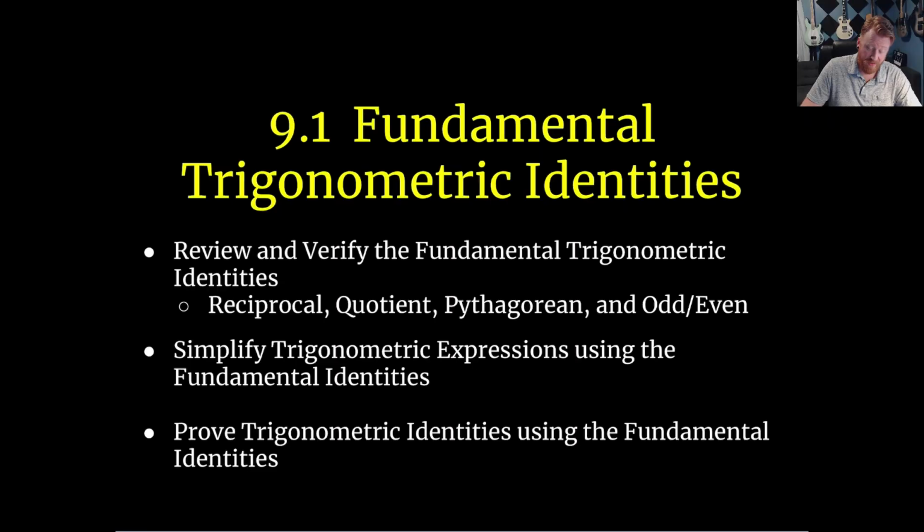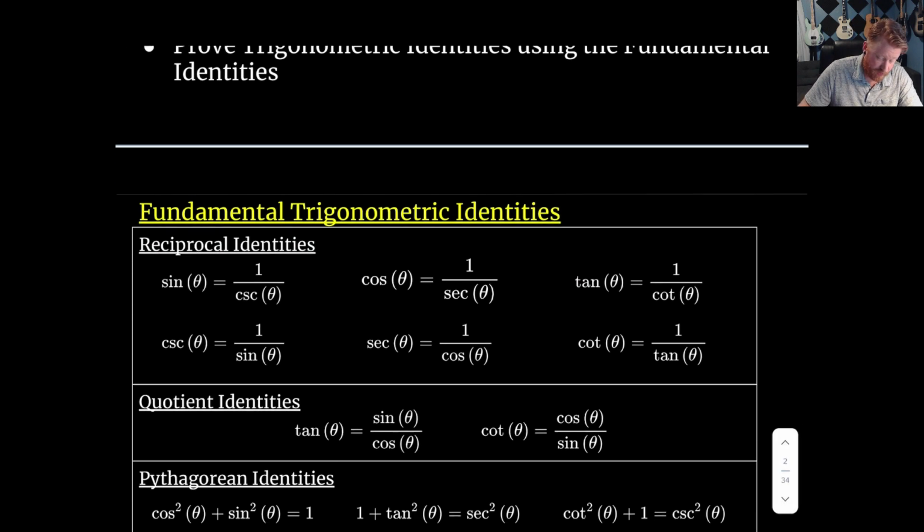Today we will be covering the fundamental trigonometric identities in an effort to be able to simplify and prove some other trig identities here. So we'll start by reviewing and verifying the fundamental trig identities, which were the reciprocal identity, the quotient identities, the Pythagorean identities, and then the odd and even identities. And then we'll use those, like I said, to simplify some trigonometric expressions, and then we will use them to prove some trigonometric identities. So let's get into it here.